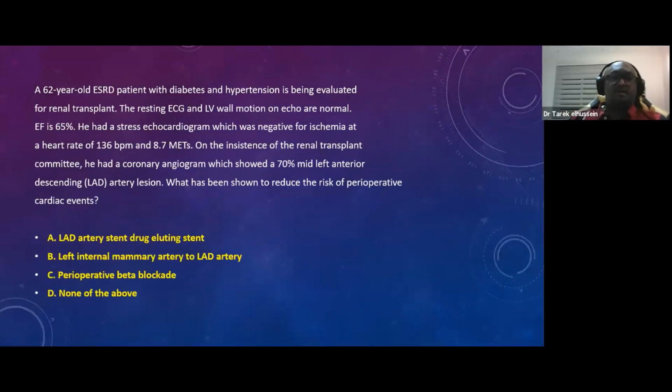Second question, 62 years old gentleman with end-stage renal disease. He's diabetic, hypertensive. He's been evaluated for a renal transplant. ECG, LV motion, echo is normal. Ejection fraction 65%. His stress echo was negative for ischemia. And on the insistence of the renal transplant committee, he had a coronary angiogram that showed 70% mid-LAD lesion. So what has been shown to reduce the risk of perioperative cardiac events in this patient? An LAD drug-eluting stent, LIMA to LAD, perioperative beta blocker, none of the above. So please write your answer in the chat box.